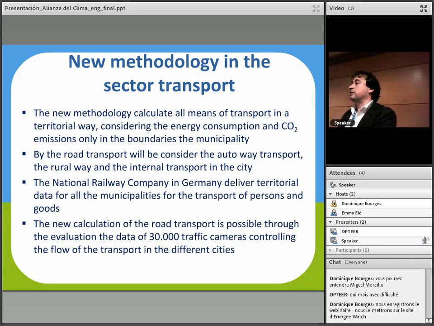And this is something that the National Environmental Agency in Germany is making, because they are controlling. Now they have a new project where it's possible to get all this kind of data, and they're making a big analysis of the data, and they can divide this data at the municipal level. That is possible now. That was not possible for a couple of years. This is really new.